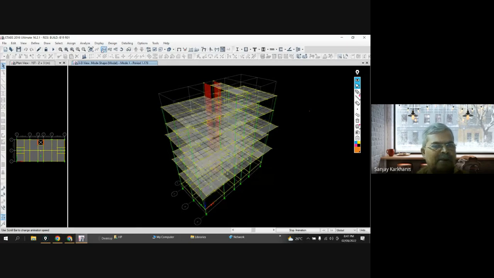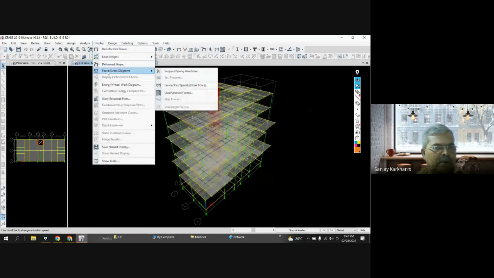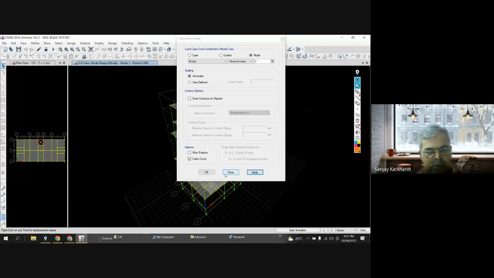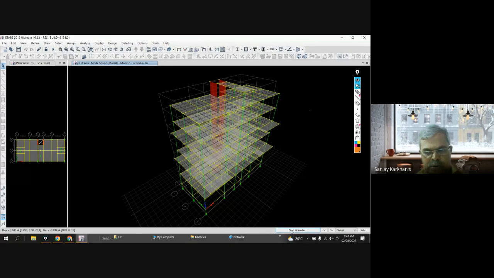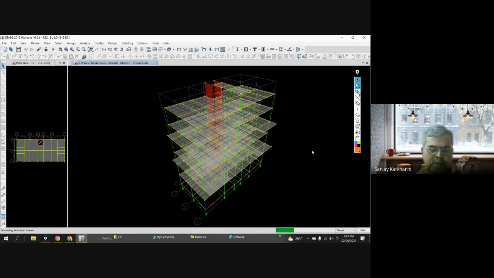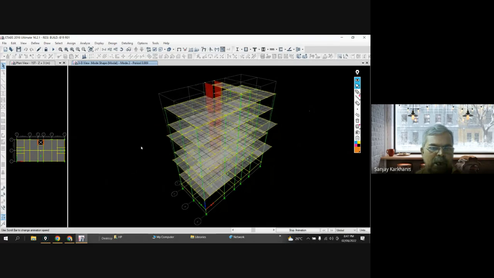Let's go for second. So go to display, go to deform shape, and go to second, and apply, and close. See now the shape. Earlier it was in y-axis, no? Now it is in x-axis.